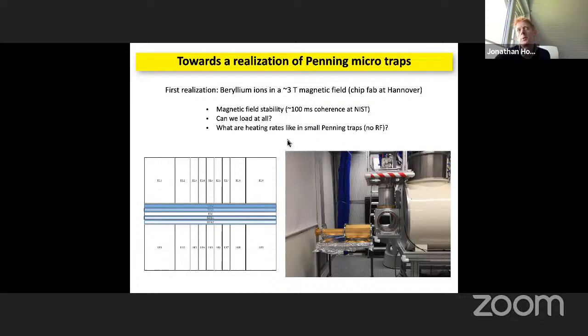So here are the open questions. Can we get good coherence? Can we load at all? And what are the heating rates like in these small Penning traps where there's no RF? That's actually a fairly fundamental problem: everybody who measured a heating rate in an ion trap to date had high voltage RF applied, which presumably drives processes in the electrodes. And it would be very, very nice to just measure that in a static situation, which the Penning trap provides.